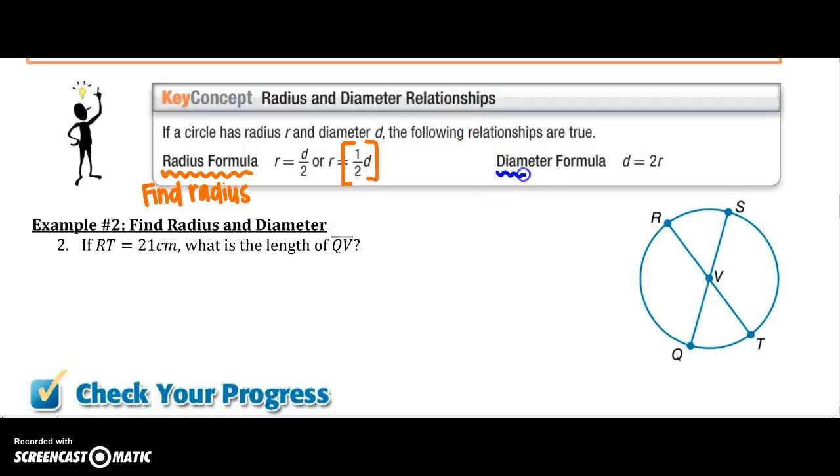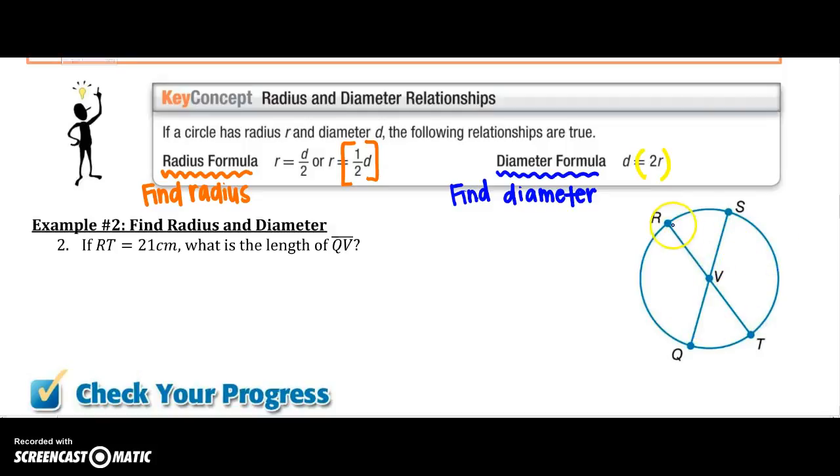If you are asked to find the diameter, because from your center point to your side of your circle is the same distance as anything to the side of your circle, you know that QV is congruent to VS. So I'm just going to take my radius times 2. Alright, let's try some of those.